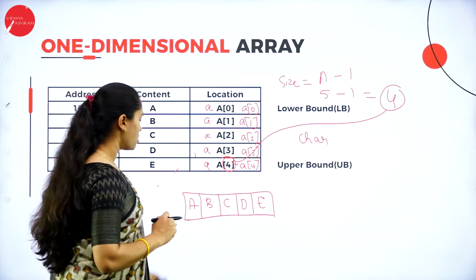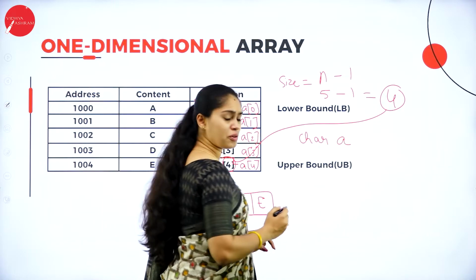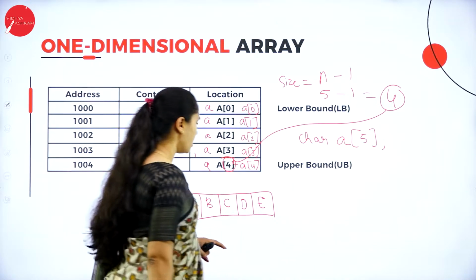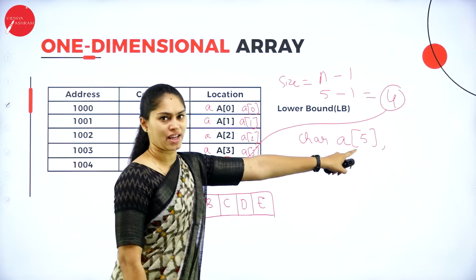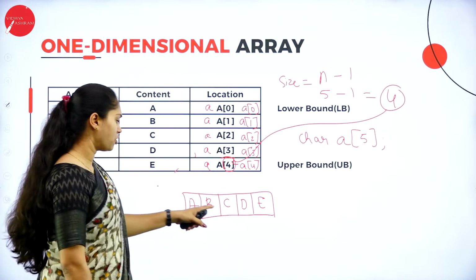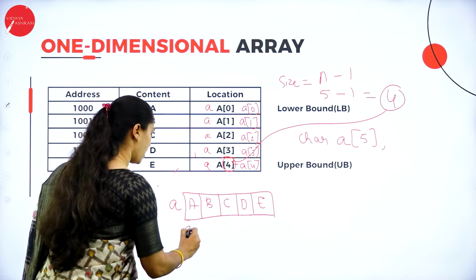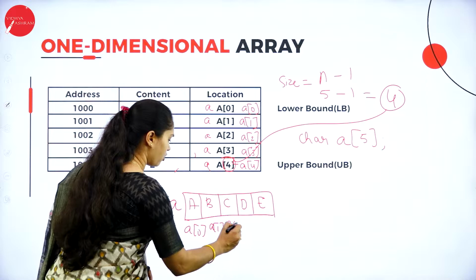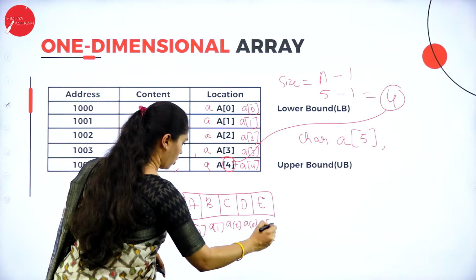And you understood. So here what data type am I taking? Char. And what is the name of an array? A. And what is the size? 5. So this array called A will be able to store at most 5 elements, and all are of the data type called character. So we have used A, B, C, D, E. So here what is the name of an array? Small letter a. Then it will be A of 0, A of 1, A of 2, A of 3, and A of 4.